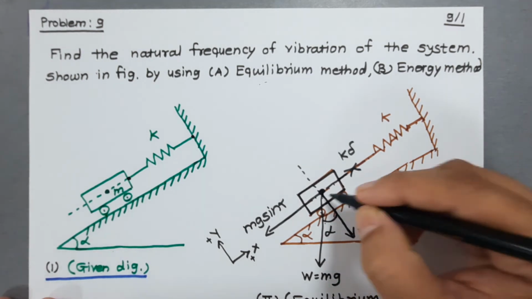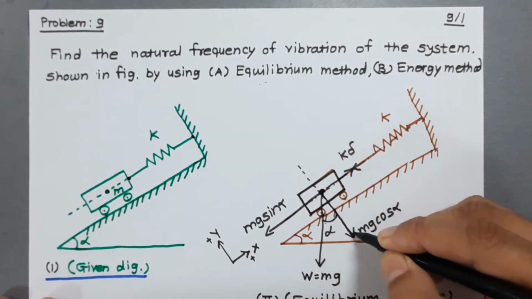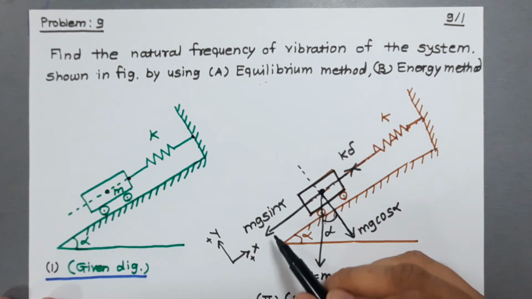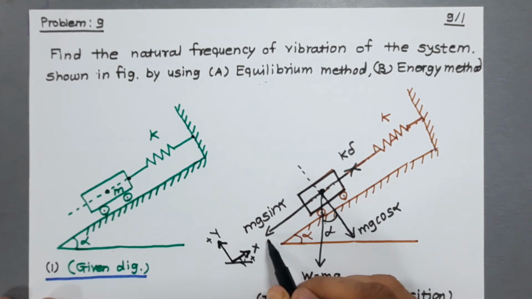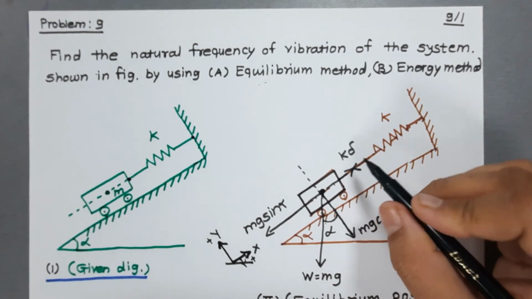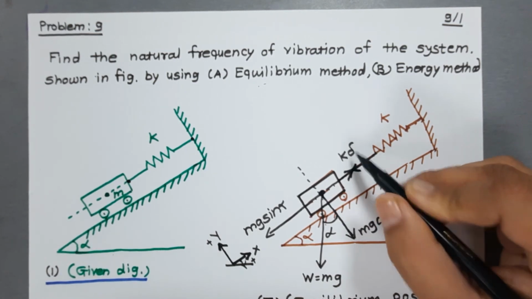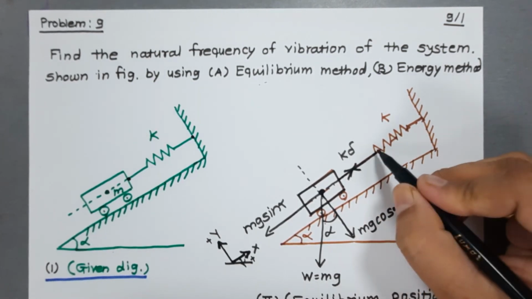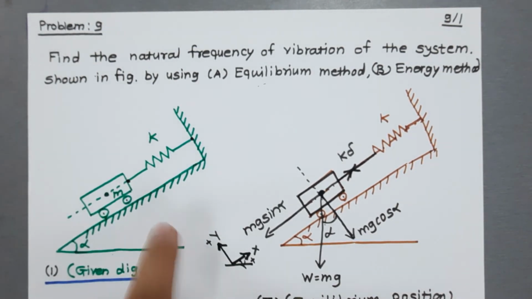Now here we resolve the mg force. So here we have mg cos alpha and, on the left hand side, the force mg sin alpha. Here we have taken the x, y axis system like this at an inclined angle of alpha. So this is positive x, this is positive y. Now further, as this mass is attached to the spring, there is a spring force k delta acting in this direction, and k is the stiffness of the spring. So dear friends, this is the equilibrium position of the given system.